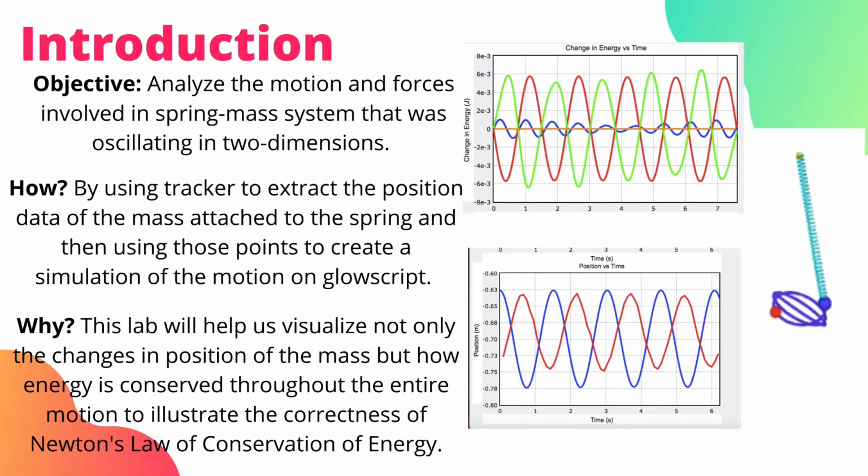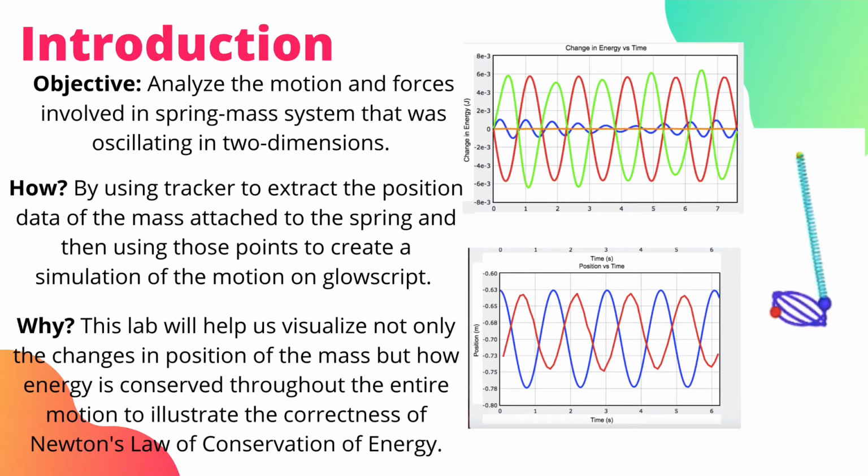The objective of this lab is to analyze the motion and the forces involved in a spring mass system that was oscillating in two dimensions, the x and the y direction. How are we going to do this? By using Tracker, we're going to extract the position data of the mass attached to the spring, and then, using those points, we're going to create a simulation of the motion on GlowScript. We can see a preview of my results of my computer model on GlowScript on the right.